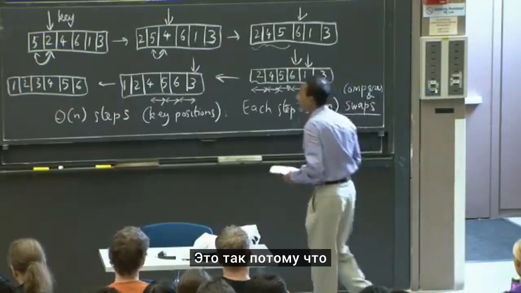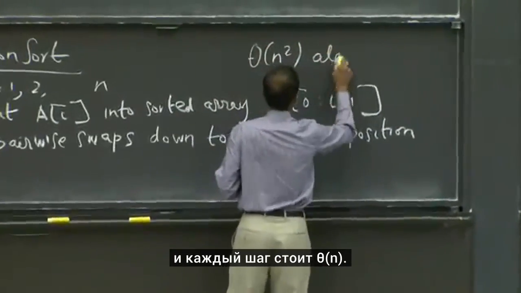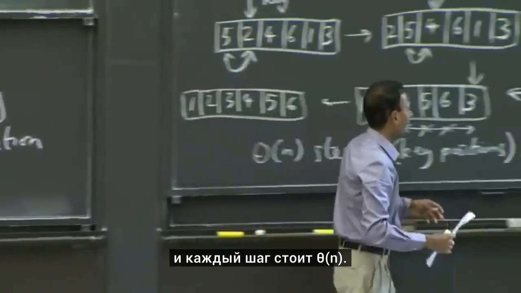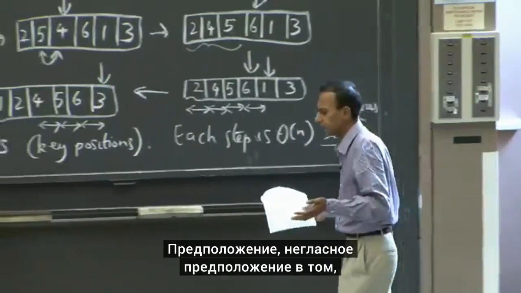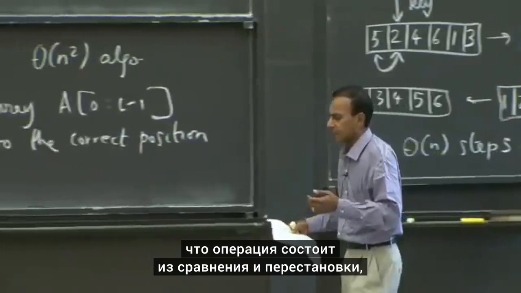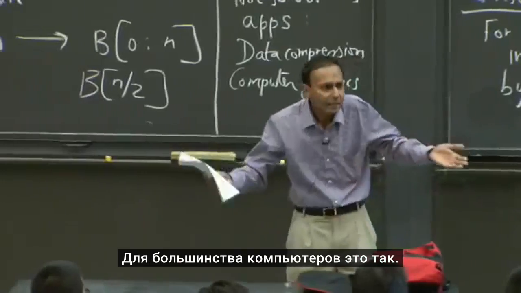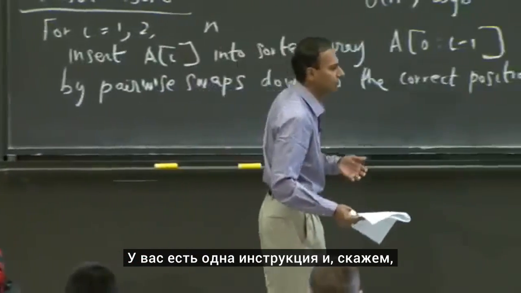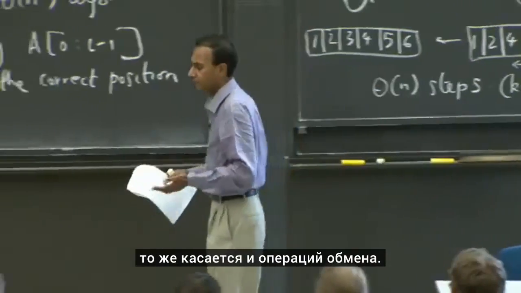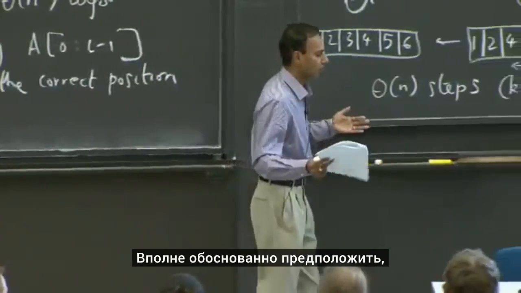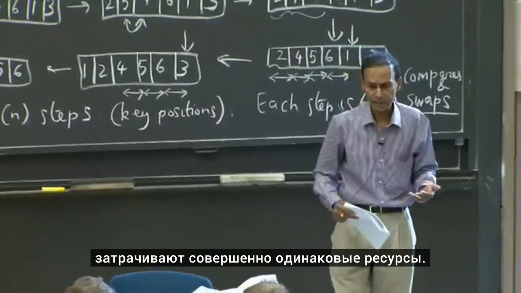The reason this is a theta n square algorithm is because I have theta n steps, and each step is theta n. When I'm counting, what am I counting in terms of operations? The unspoken assumption is that an operation is a compare and a swap, and they're essentially equal in cost. Okay? And in most computers, that's true. You have a single instruction in, say, the x86 or the MIPS architecture that can do a compare, and the same thing for swapping registers.